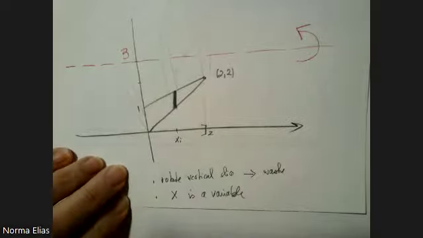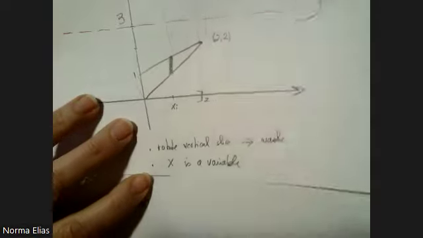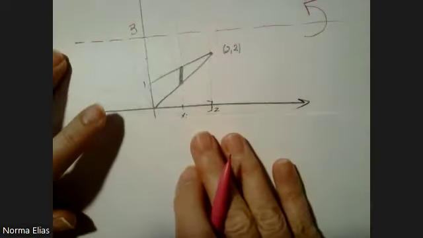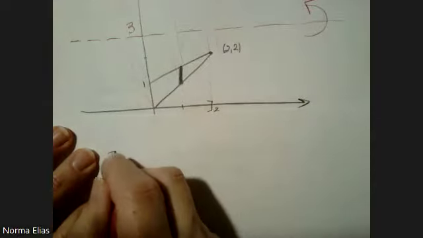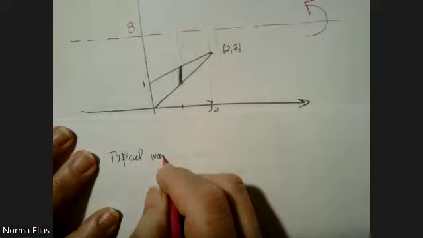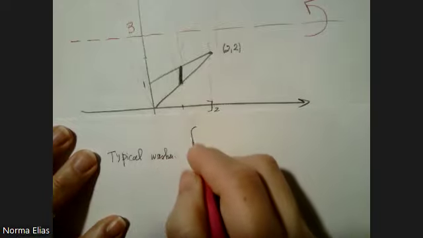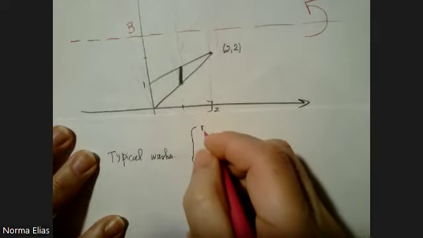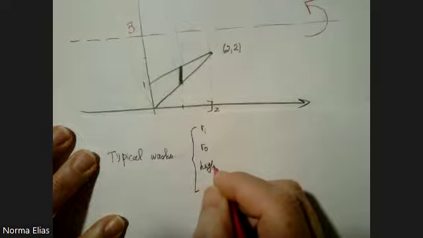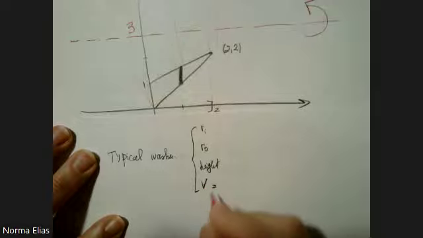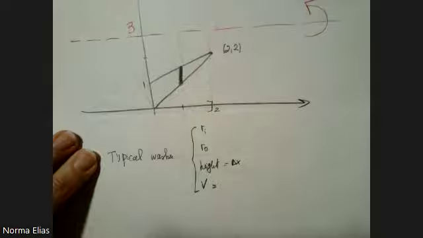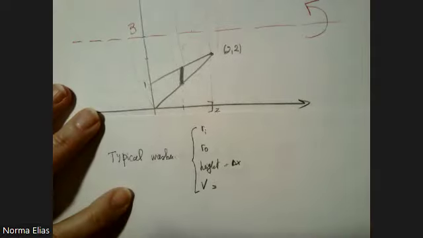Now, we need a typical washer, so we need to find the inner and the outer radius, and then we will be practically done once we figure those out. Since it's a washer, I need the inner, the outer, the height, and finally the volume. The height in this case is the little delta x. It's the inner and the outer that I am interested in.